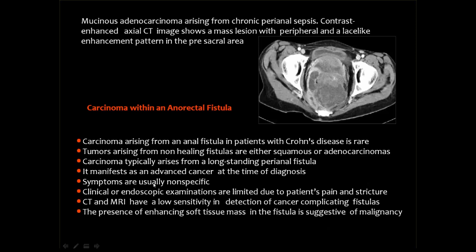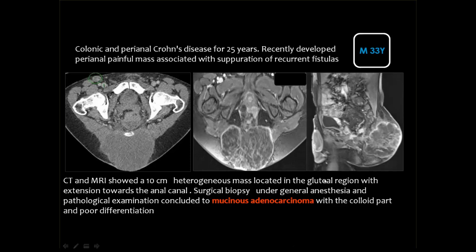The symptoms are non-specific, but the only finding on imaging is that you can see a mass or an enhancing tumor tissue in the region of the anal canal, and this will suggest the possibility of malignancy. And this patient had Crohn's disease for 25 years, and recently he developed a perianal painful mass associated with suppuration and recurrent fistulas. And the MRI showed a big mass that is heterogeneously enhanced, and it proved after surgery to be mucinous adenocarcinoma.